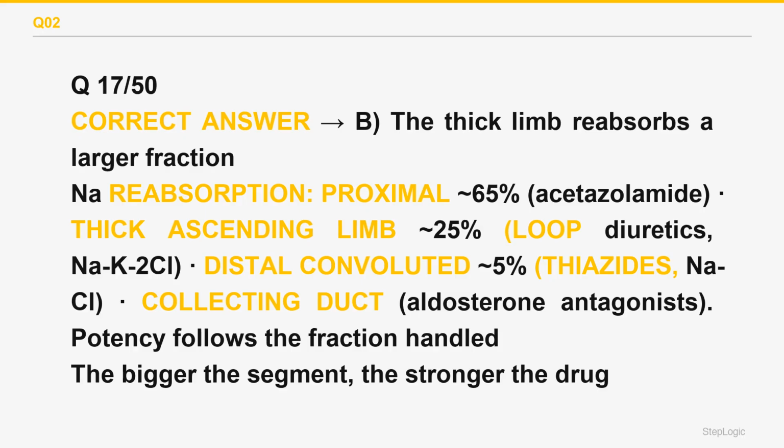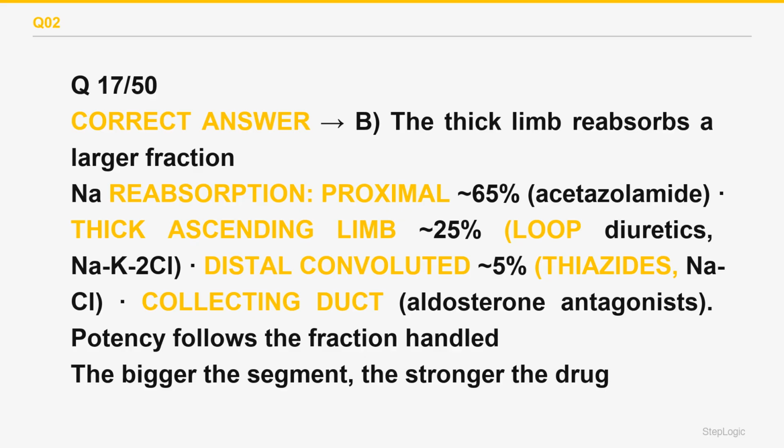The calcium handling of the two classes diverges and is a favorite second-order question worth attaching here. Loop diuretics abolish the lumen-positive potential that drives paracellular calcium reabsorption, so calcium is lost. Useful in hypercalcemia. Thiazides enhance distal calcium reabsorption, so calcium is retained. Useful in calcium stone prevention and in osteoporosis.